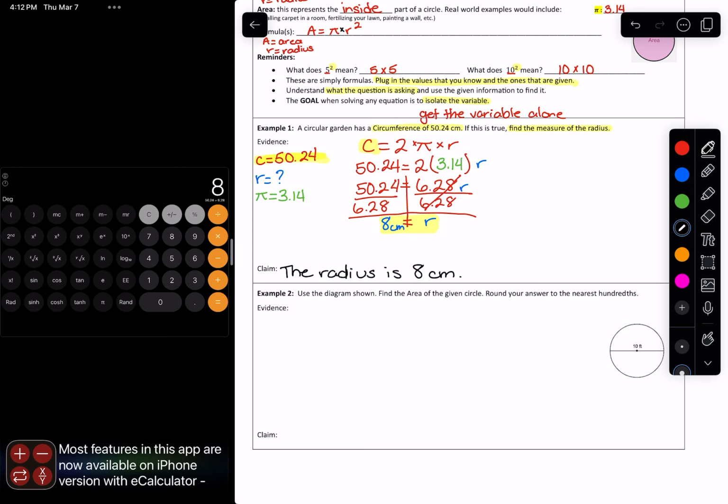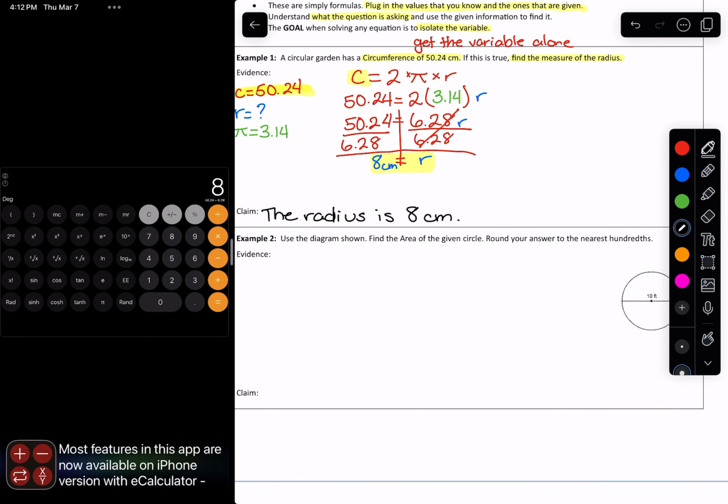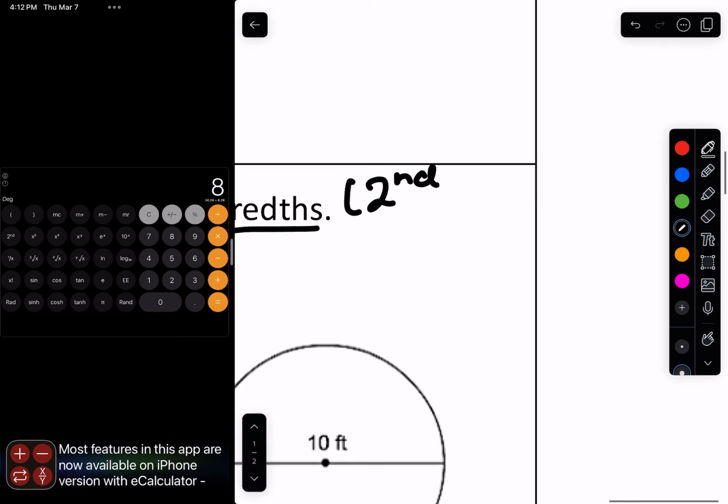Moving on to example number 2. It says, use the diagram shown. Find the area of the given circle. And then something important says, round your answer to the nearest hundredths. That is the second decimal place.